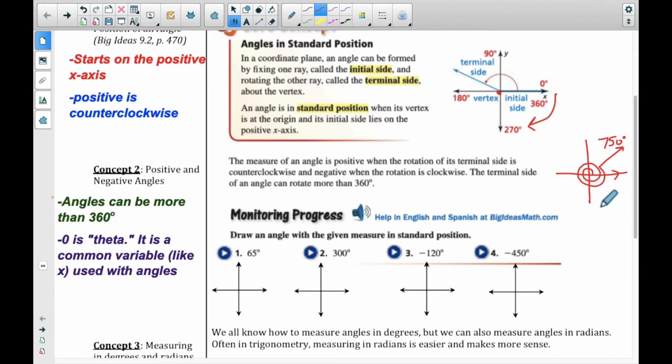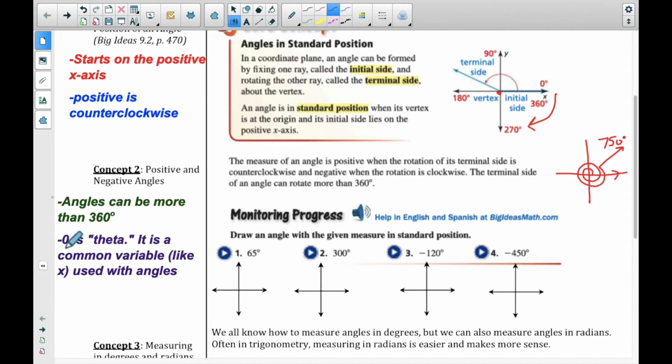Well, sometimes, think about engineering. If you're engineering a screw or some other thing that needs to turn and you need to know how much to turn it, you're going to have to describe it with more than 360, right? If you have to spin it a couple of times to get where it needs to go. So we can have angles which are more than 360. That's one thing to remember.